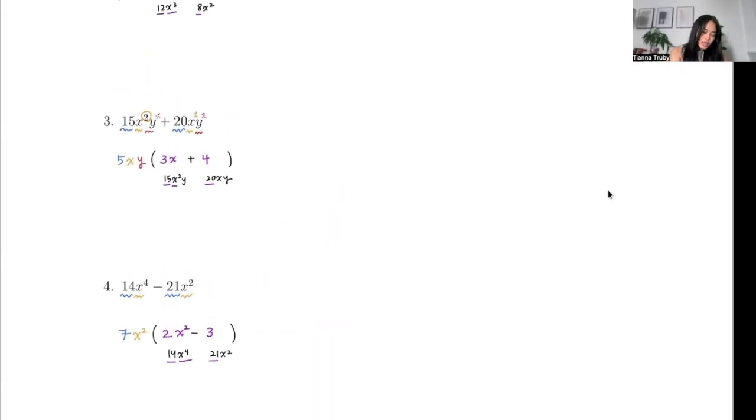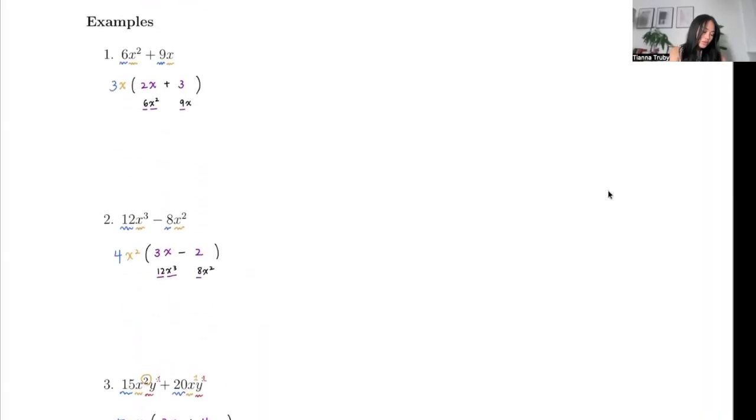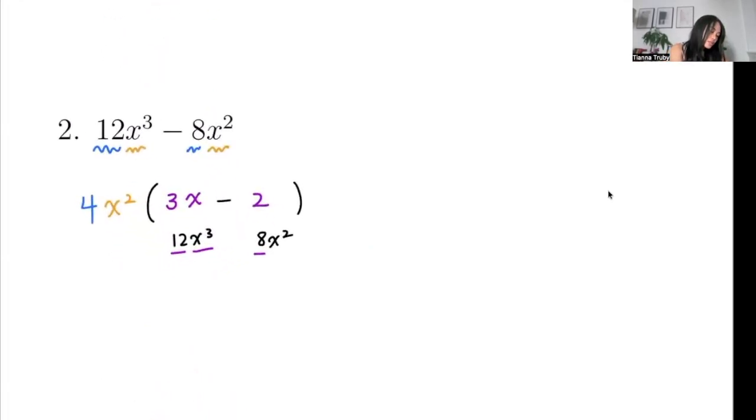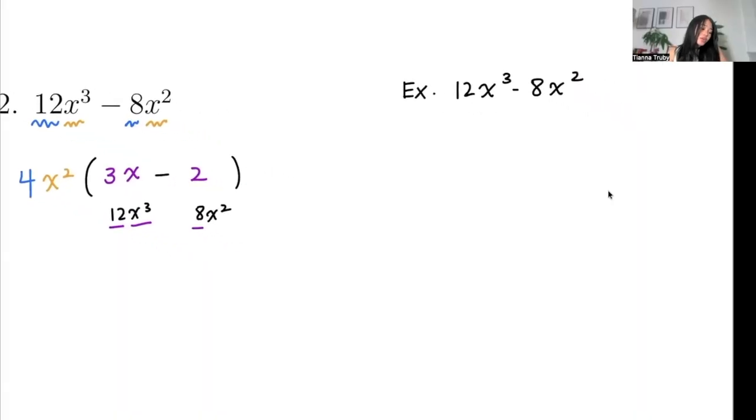I hope these examples made sense. I do want to hop back up to number 2 and just show you what we would have to do if we didn't pull out our greatest common factor out of this guy. So for instance, let's say we started with the 12x to the third minus 8x squared. Maybe we said our greatest common factor is 2, right? Maybe we didn't think that it was 4. We couldn't think of a number besides 2. We can always start with 2.